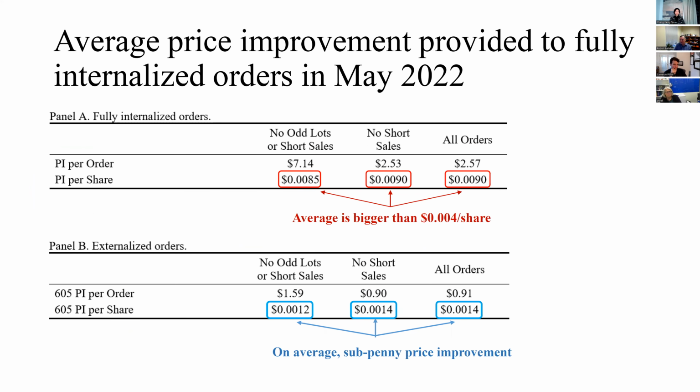Now, the externalized orders, that's the bottom in the blue. You can see they are getting sub-penny price improvement on average, meaning some people would call this de minimis price improvement. Okay, let's see.